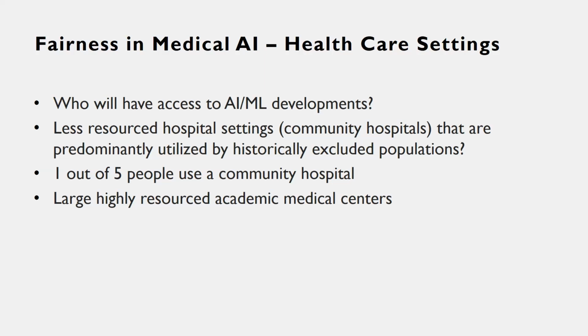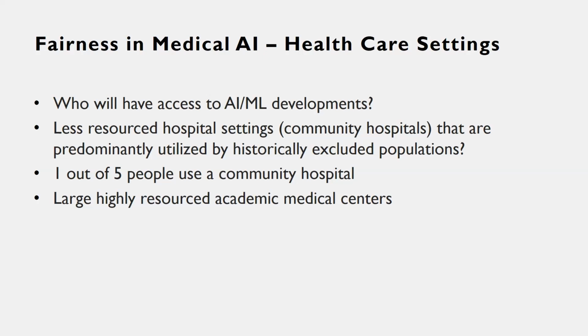What I worry about is those less resourced hospital settings, those community hospitals that are predominantly utilized by historically excluded populations, do not have those resources, may not have that funding, may not be as competitive as those large, highly resourced academic medical centers. As an ethicist, I was employed by Baylor College of Medicine. I was employed by Houston Methodist Hospital in the Texas Medical Center. Those are the hospitals that have resources. Those are the hospitals that can afford consultation ethicists, right? To go in and manage those things. An algorithm goes wrong, we can get in there and we can manage patient-physician disagreements, right?